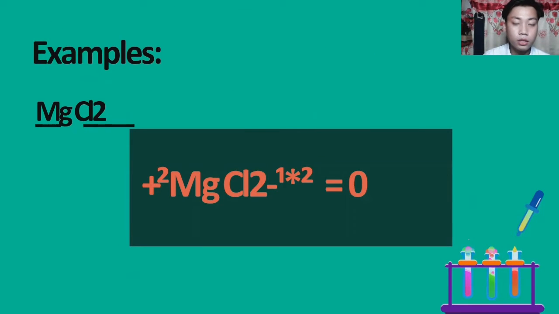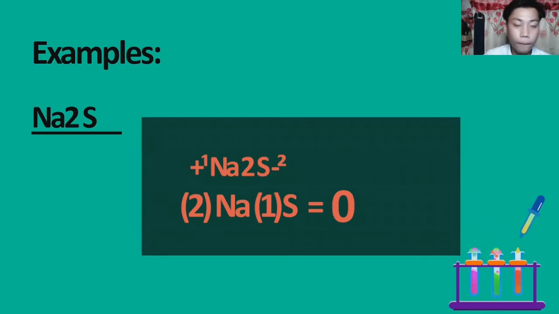The examples are magnesium chloride, with positive 2 for the magnesium and negative 1 for the chloride; negative 1 multiplied by 2 equals negative 2, and negative 2 plus positive 2 equals 0, which is a neutral oxidation state. Second is sodium sulfide, which has a positive 1 charge for sodium and a negative 2 charge for sulfur; positive 1 multiplied by 2 gives positive 2, and adding negative 2 gives neutral, which is 0.